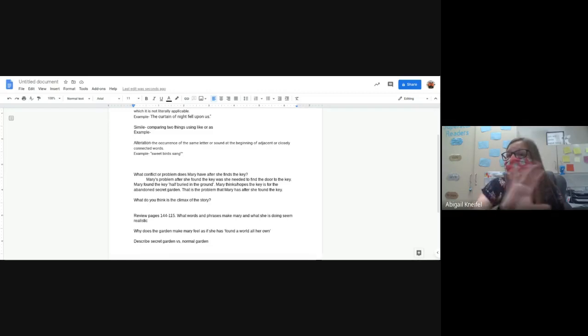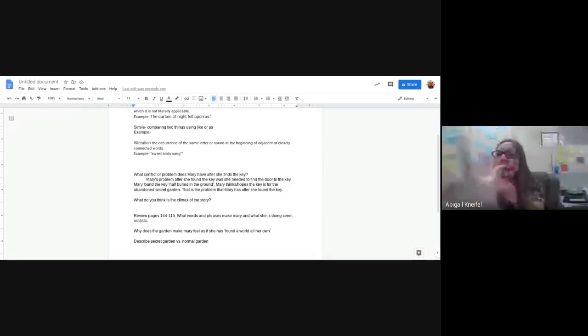When she actually steps into the secret garden? Okay. Anyone else want to share what they think the climax of the story is? It's okay to have a different opinion. I like both of those. I would take either of those options because I think they're both right towards the end, and they are both right. So I'm going to write a sentence for both of those.